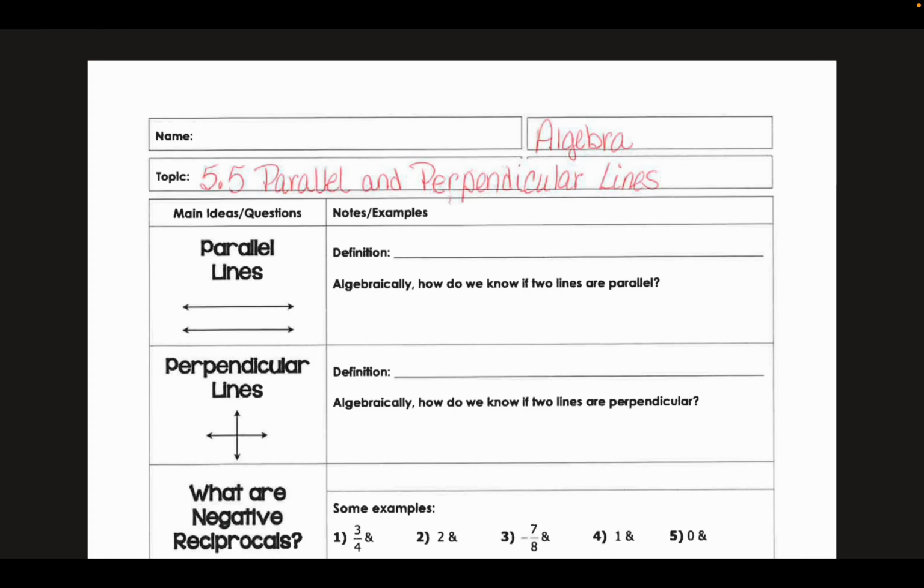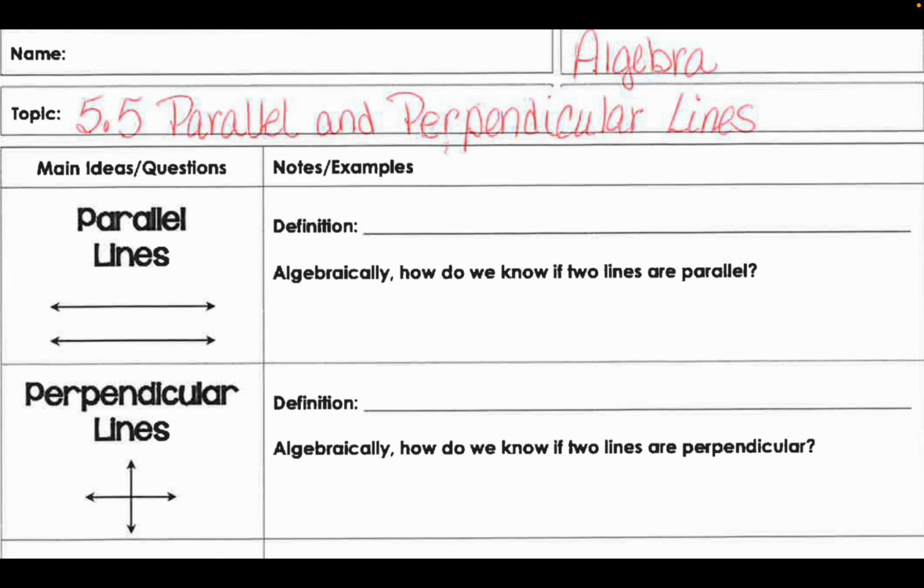Welcome everybody to Algebra 1, Section 5.5, Parallel and Perpendicular Lines. So let's first define what parallel lines are. We see a picture of it over to the left, and they're not just horizontal, they can be horizontal, but they might not be. But the definition is that they are lines that never intersect. They will never touch, cross, intersect, whatever word you want to use.